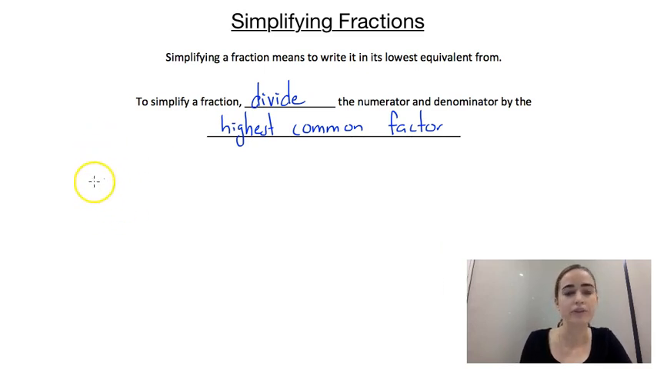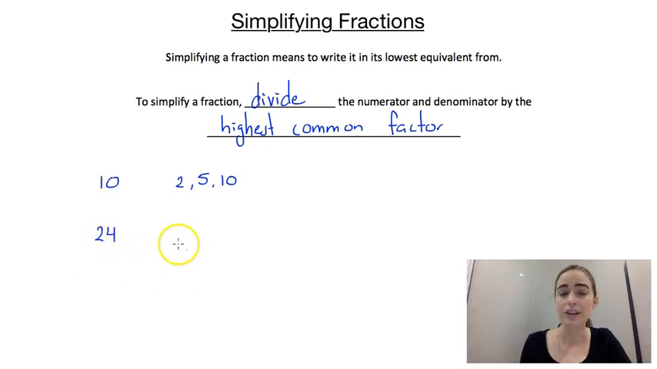So for example, if our numerator was 10, and our denominator was 24, we want to find the biggest number that we can divide both of those by. If we think about the factors of 10, so numbers that we could divide 10 by, we could divide it by 2 and 5, or we could divide it by 10, or 1 as well, but dividing by 1 won't change it, so that's not going to help us.